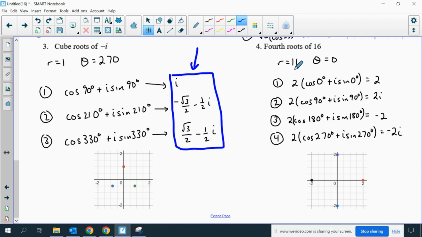Fourth roots of 16. Here's my angle and my radius. So 0 divided by 4 is 0, and then I add 90 every time because 360 divided by 4 is 90. So I add 90 every time, and then the fourth root of 16 is 2. So that's my radius, and notice here's my picture, which looks like a square tilted on its side.